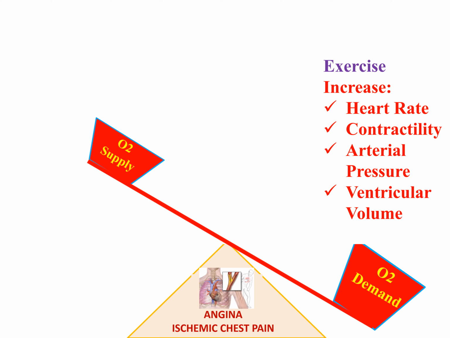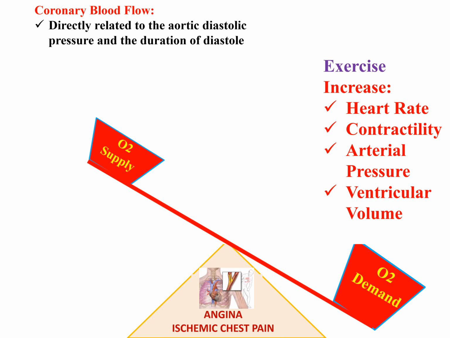On the other side, the oxygen supply depends upon the coronary blood flow. The coronary blood flow will be decreased if we have a decrease, for example, in the aortic diastolic pressure, or a decrease in the duration of the diastole, because the blood supply depends on the pressure and the timing of this diastole.